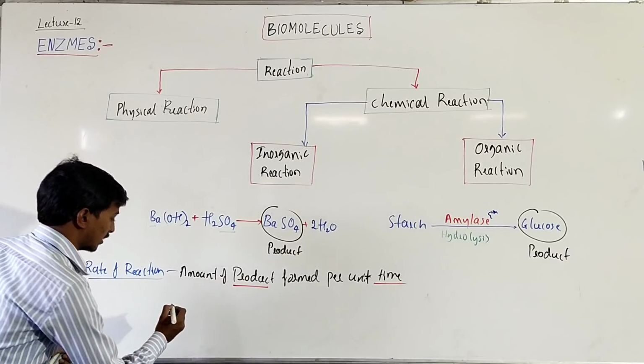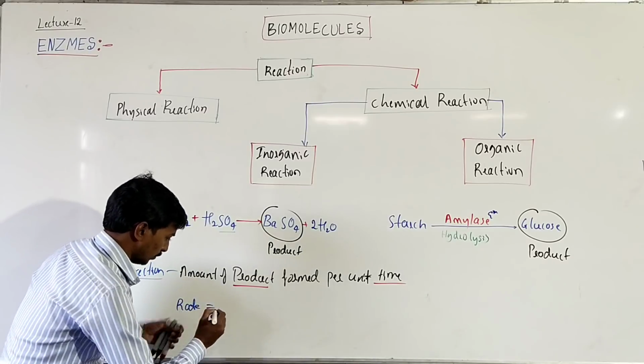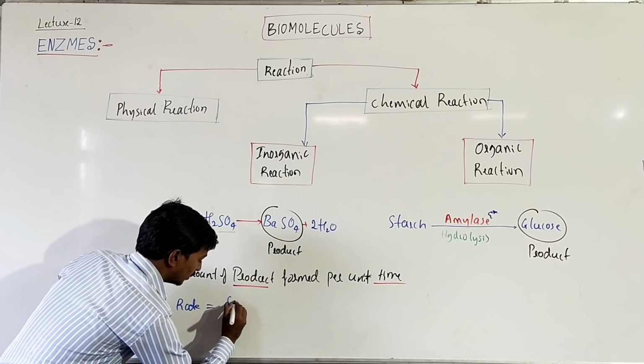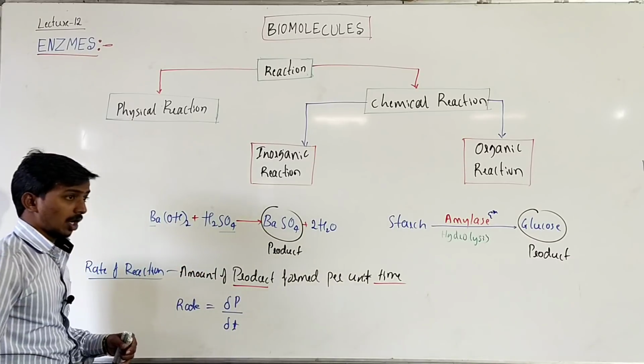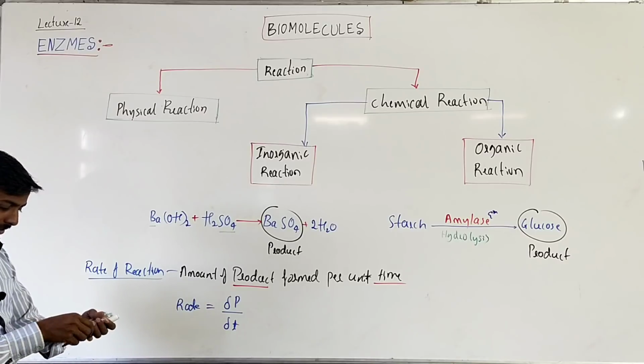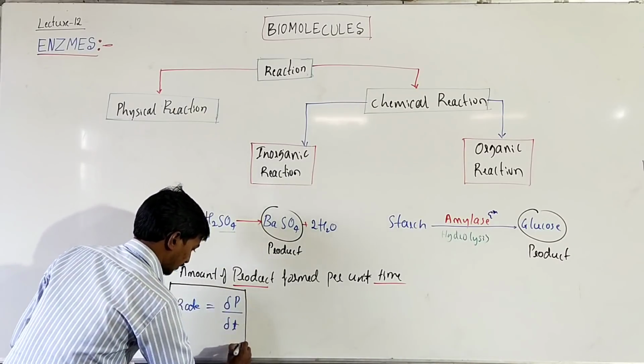When we consider the time limit as a criterion for counting the rate, the time as well as the product amount together will form the rate of a reaction. We can express this rate of reaction in the form of rate equals delta P divided by delta T, amount of product per unit time. Okay, remember this equation. It may be helpful for your examination.